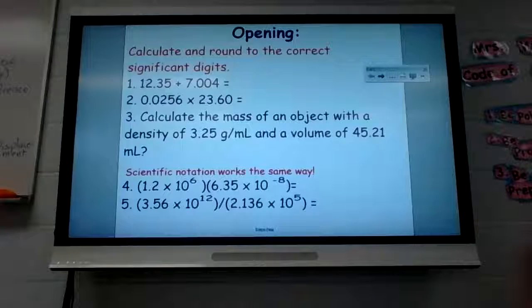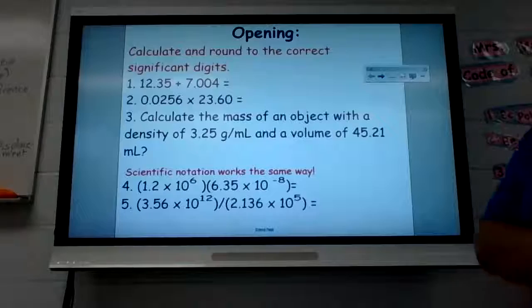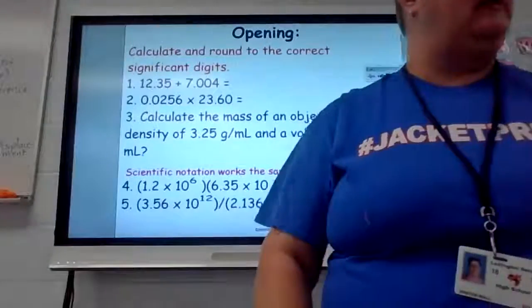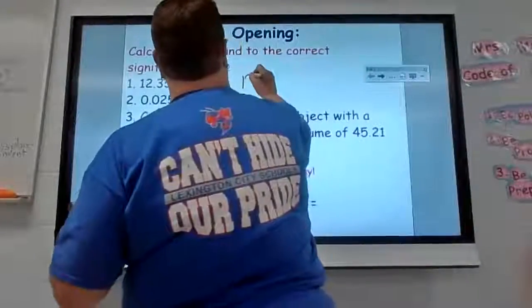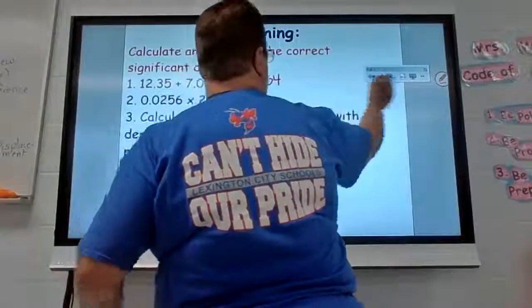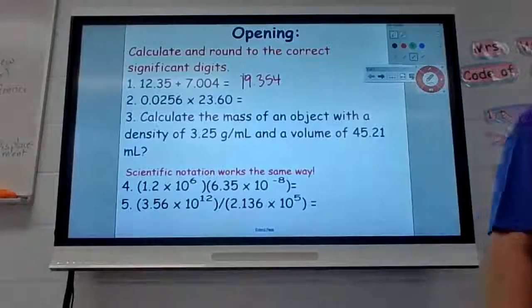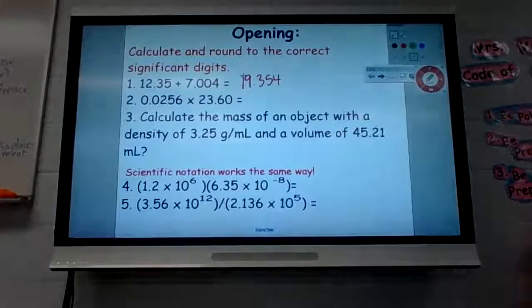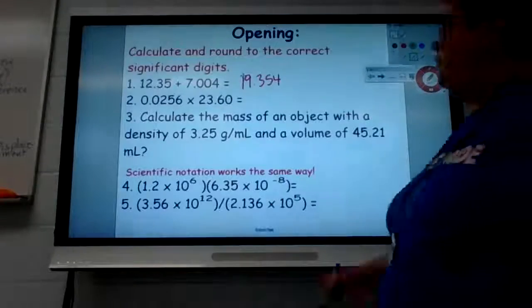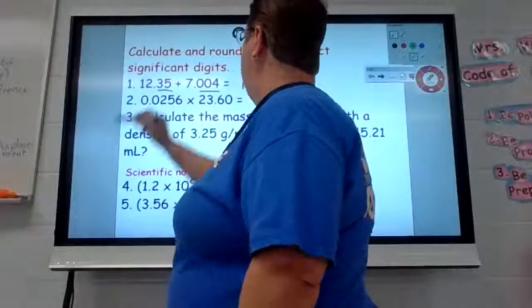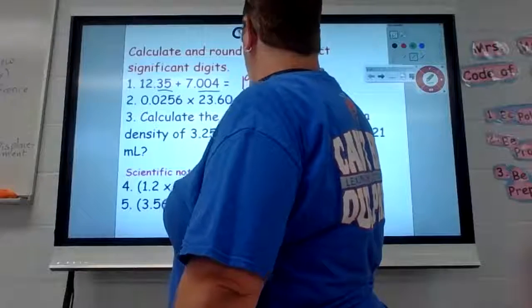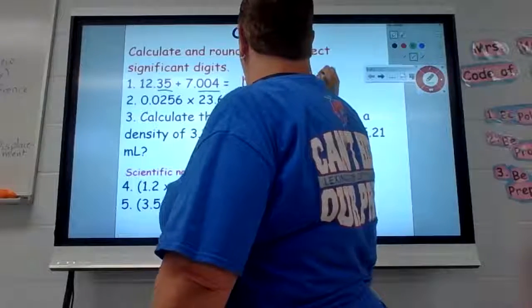We're good. All right. So if we do our adding and subtracting, 12.35 plus 7.004, I get 19.354. So for rounding for significant digits, what rule are we using? The adding rule. So do we go by decimal places or digits? Decimal places. How many decimal places are here? 2. And here? 3. So I won't have many here. So what do I round to? Everybody go with that?